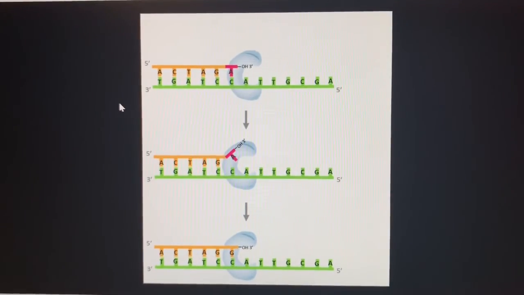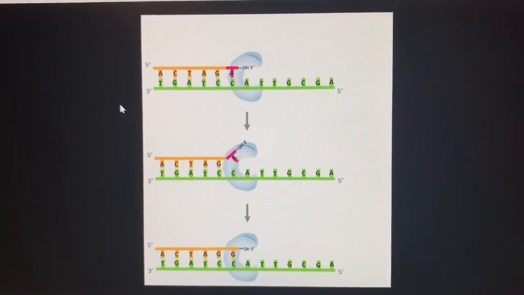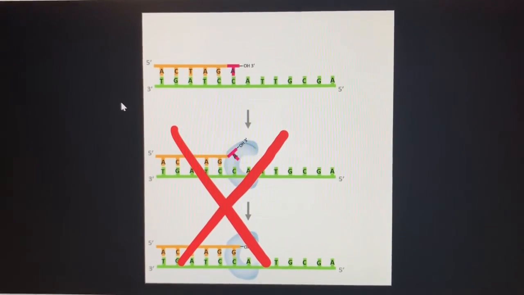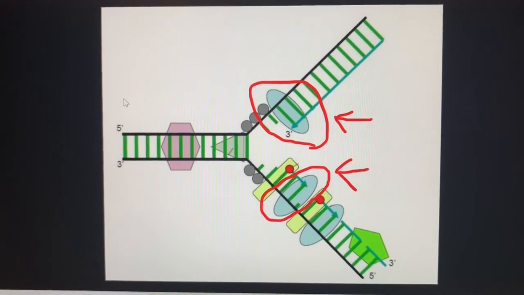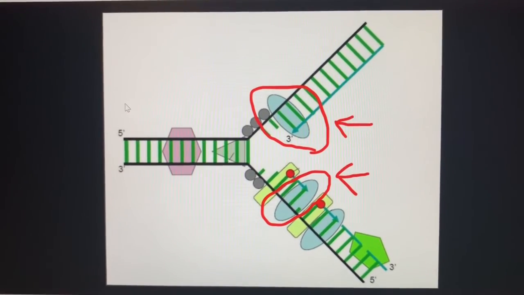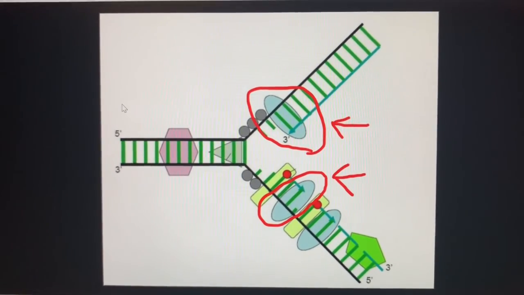If DNA polymerase I could not perform its 5' to 3' exonuclease activity, it cannot remove the RNA primers and replace them with DNA. This may cause DNA polymerase to keep going back to the primers and trying to add more nucleotides, stopping replication from progressing.